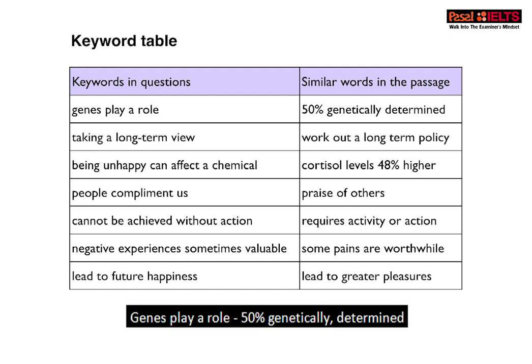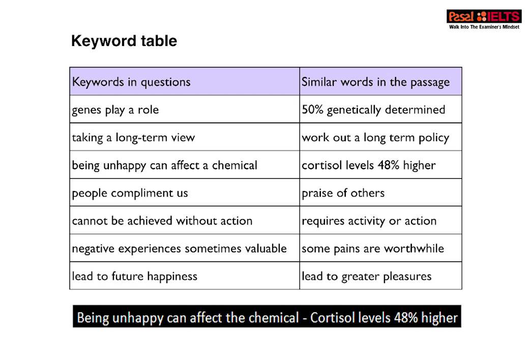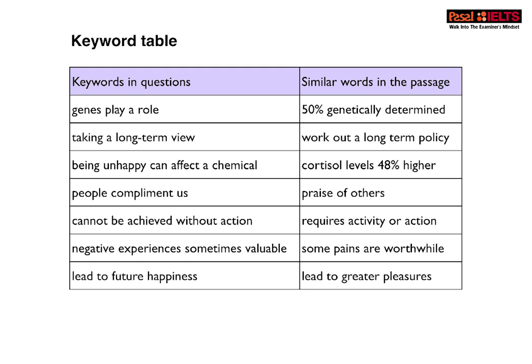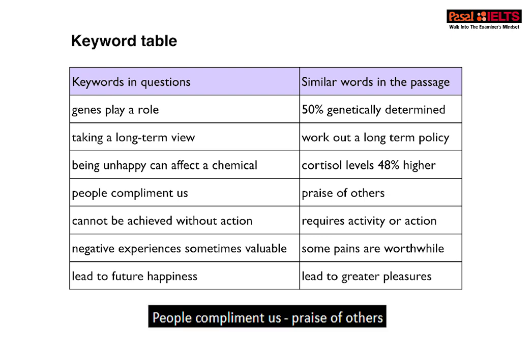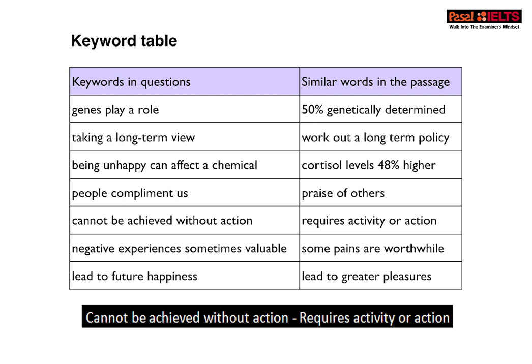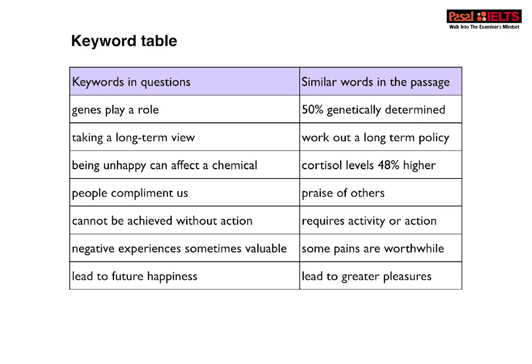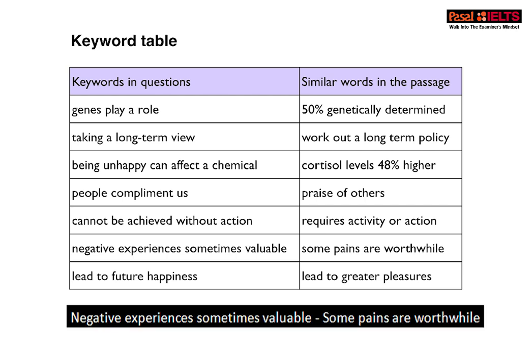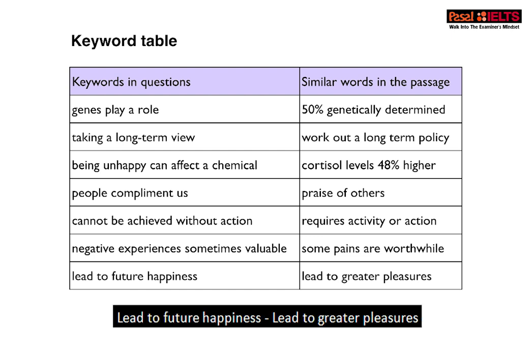We had genes play a role, 50% genetically determined. Taking a long-term view, work out a long-term policy. Being unhappy can affect a chemical, cortisol levels 48% higher. People compliment us, praise of others. Cannot be achieved without action, requires activity or action. That was the one for Aristotle. I hope you found that. Negative experiences sometimes valuable, some pains are worthwhile, and lead to future happiness, lead to greater pleasures.